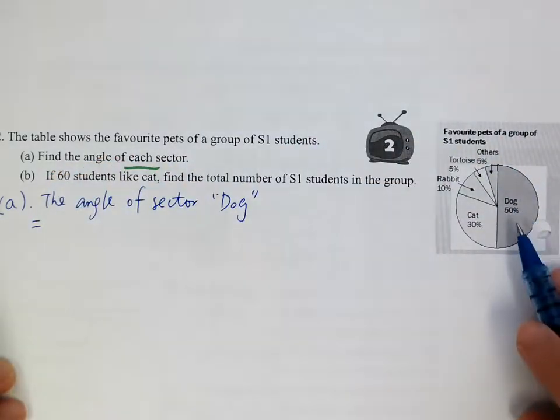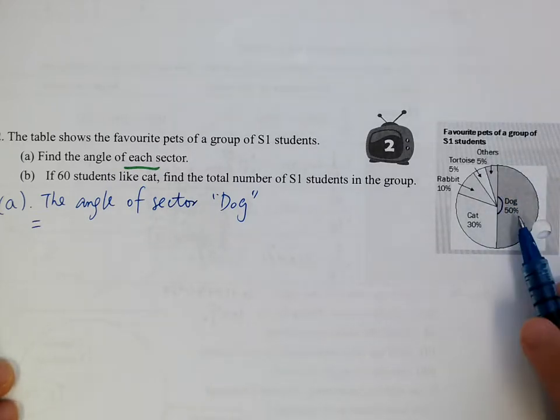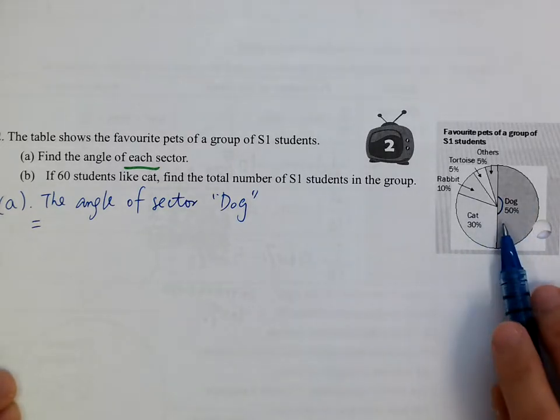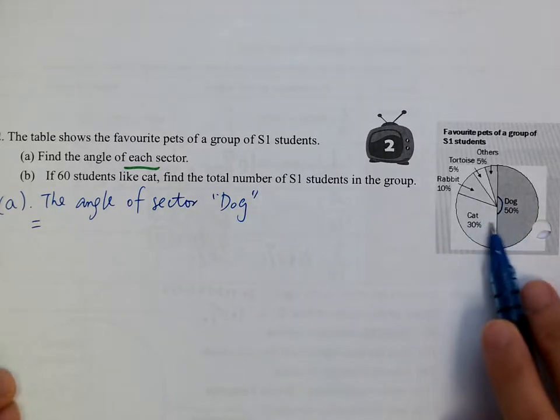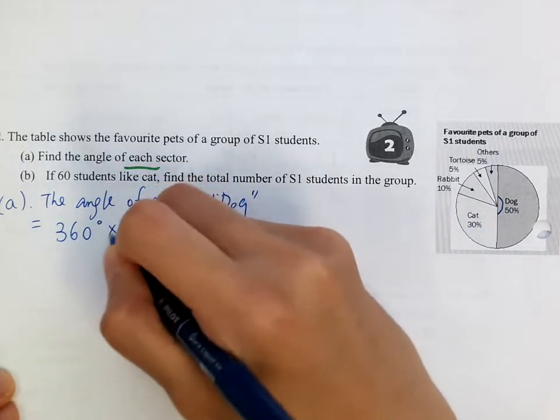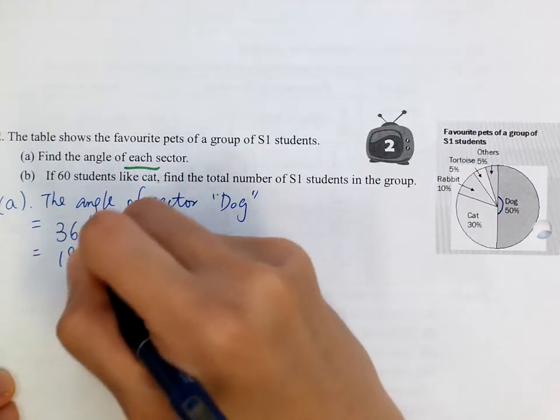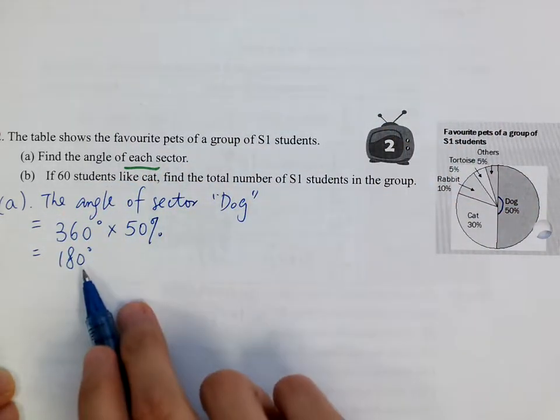Okay, so here the percentage is given, and we are going to find the angle of this theta. The angle should be something like here. Because we know 50% of students like dogs, and we want to find the angle, one round circle is 360. So we just need 50% of them. So therefore the angle of theta for the dog is 180.